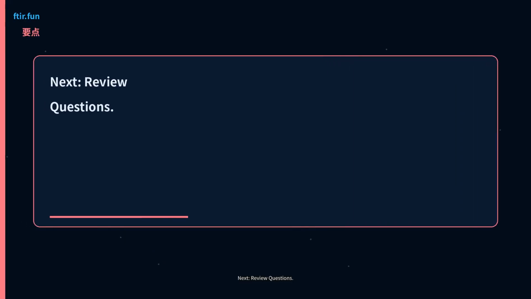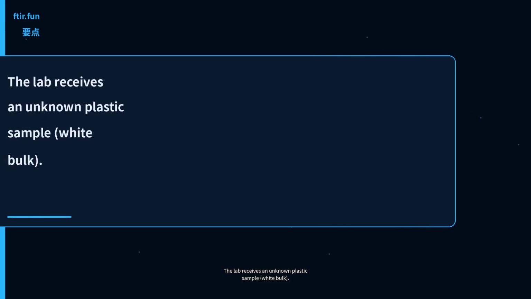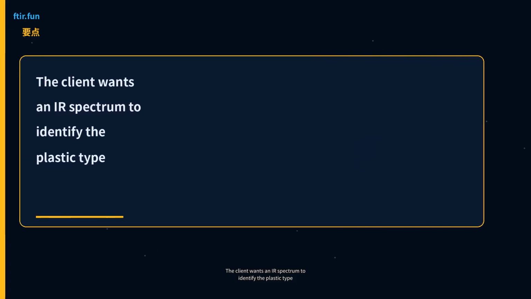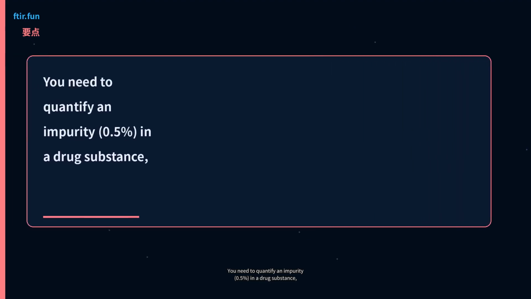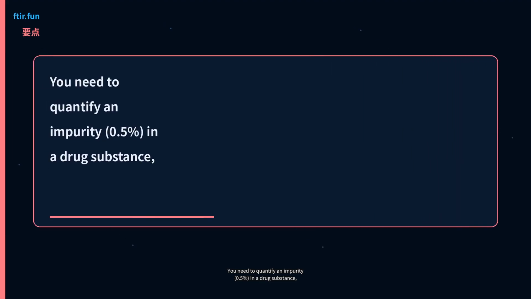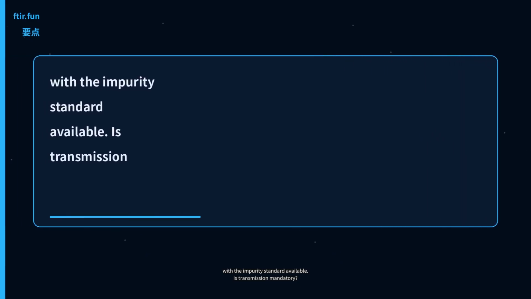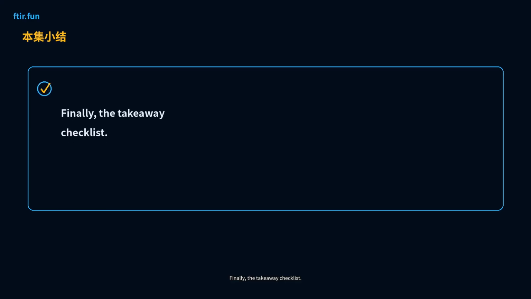Next, review questions. The lab receives an unknown plastic sample, white block. The client wants an IR spectrum to identify the plastic type. Within 30 minutes, you need to quantify an impurity, 0.5%, in a drug substance. With the impurity standard available, is transmission mandatory? Finally, the drill checklist. Make sure you can recall each item.